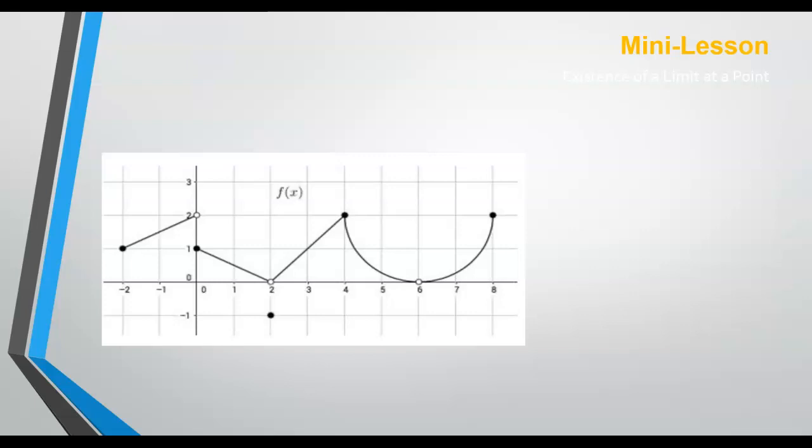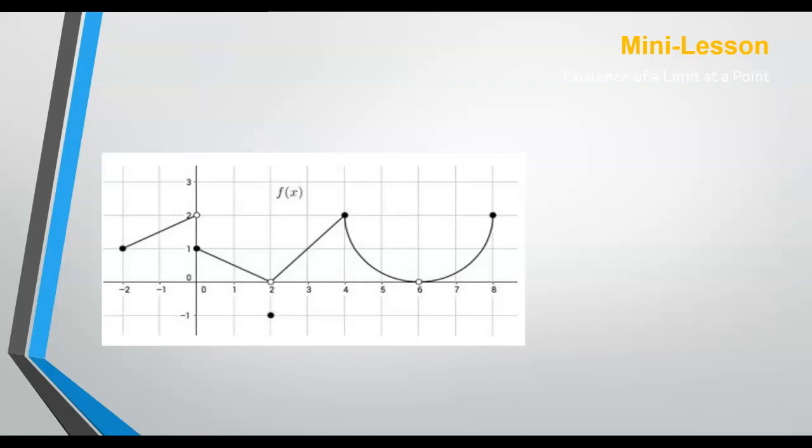Points of contention would be 0, 2, 4. 0 has a left-hand limit and is continuous from the left. It has a right-hand limit, but is not continuous. 2 has a left-hand and right-hand limit equaling the same value, but not an f of 2.